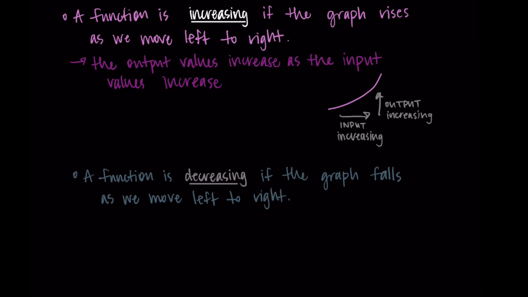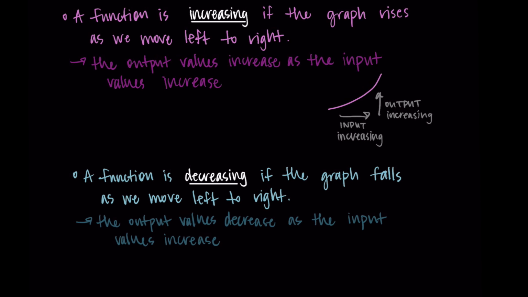Then we say a function is decreasing if the graph falls as we move from left to right. So similarly, a more formal way to say this would be that the output values decrease as the input values increase. So this means graphically, if we go from left to right, our output values would be decreasing. And so the graph would look like this in that it is falling. The input values increase, but the output values decrease. So again, these are pretty intuitive ways of thinking about it. Increasing is that the graph is rising as we go from left to right, and decreasing is if the graph is falling as we move from left to right.